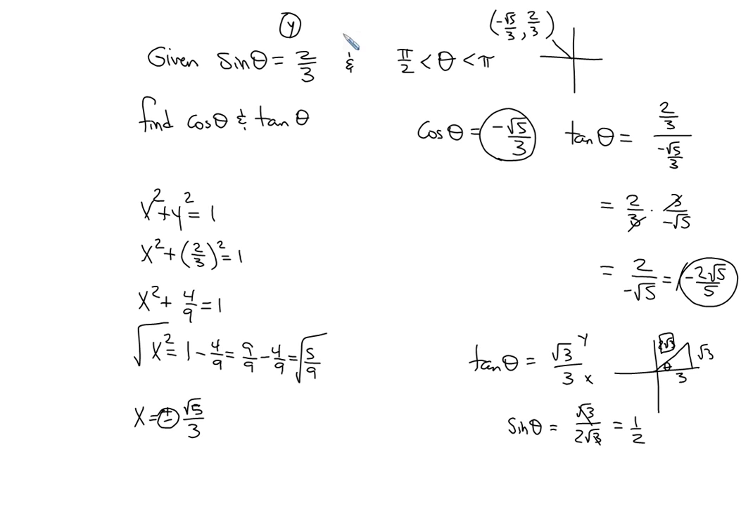Okay. Questions about anything? How do you know which one is, like, what quadrant? This is what told us what quadrant. Right? Pi over 2 is here. Pi is here. So that means we're in quadrant 2. Okay.